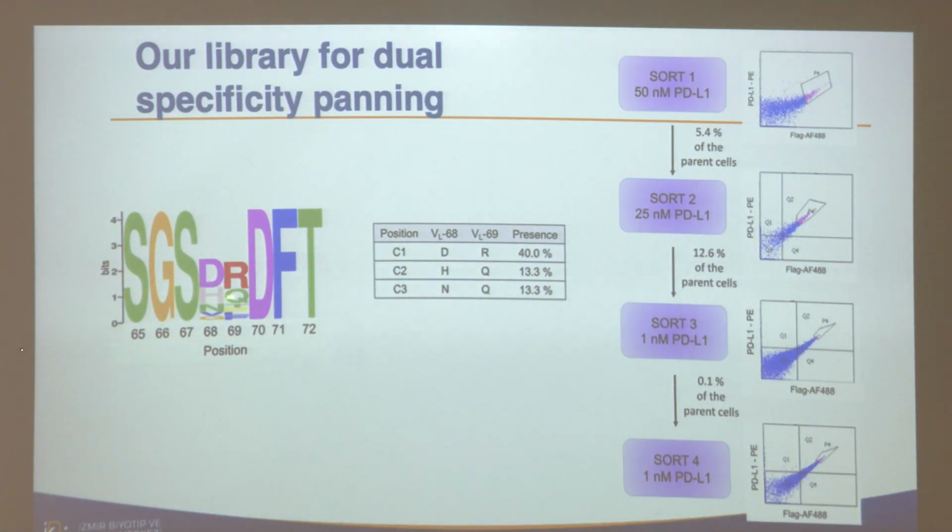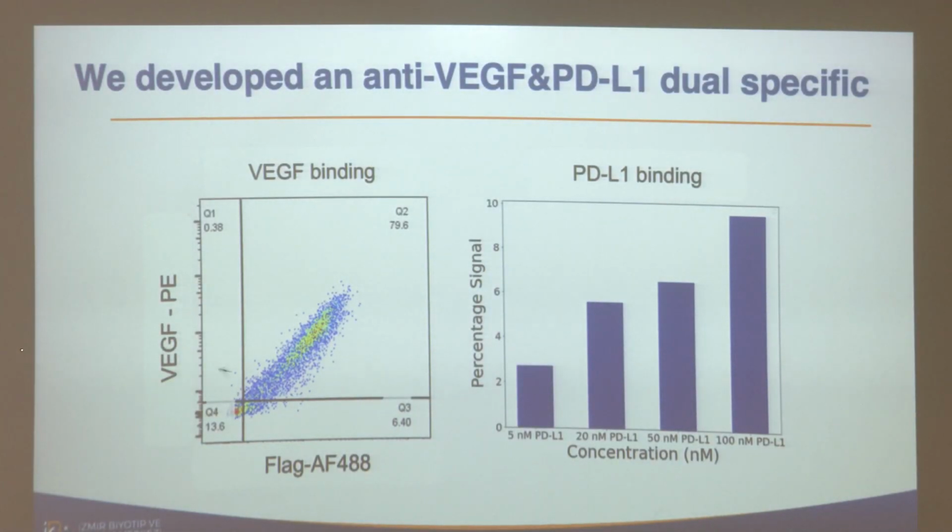And after we sequenced those, we showed that there is actually some enrichment for some of the amino acid combinations. Also, we checked the PDL binding for those, and we increased the PDL concentration to see if it is really binding to PDL. Yes, it is really binding to PDL, those mutants. So those results were very exciting.